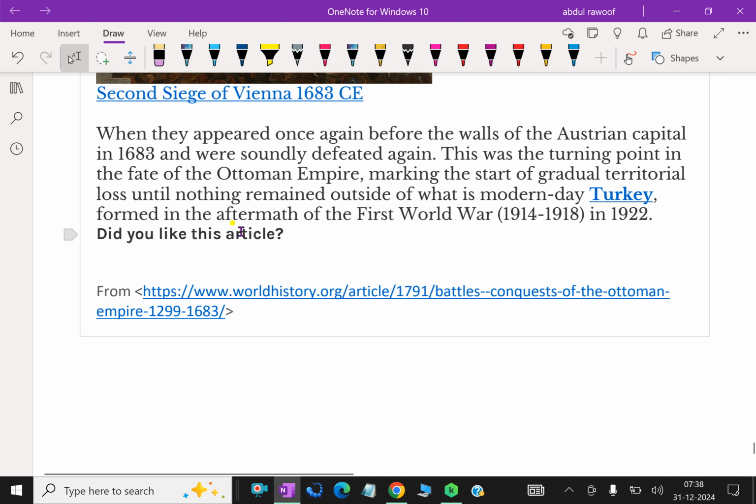The republic was formed in the aftermath of the First World War, 1914 to 1918.